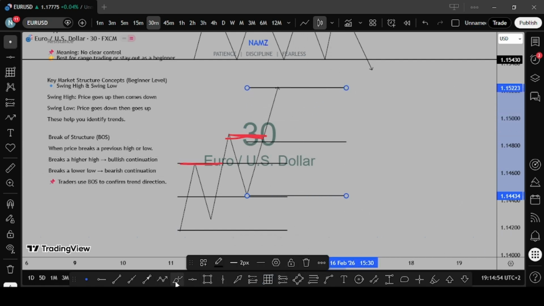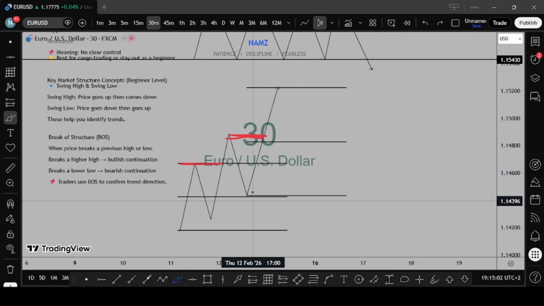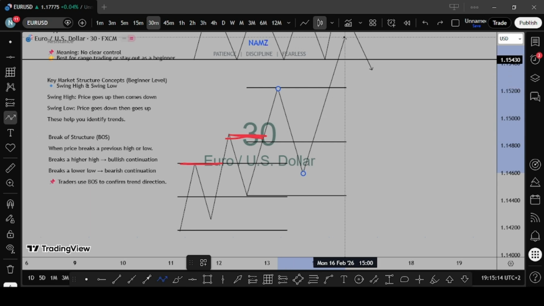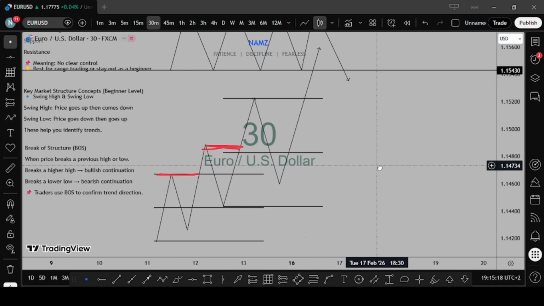So it means to say here prices are expensive and here prices are not expensive. So what do you do? Everyone wants to buy at the cheaper price. So what do you expect? You expect price to come down, tap into your discount levels, and then go up. That's what you expect.